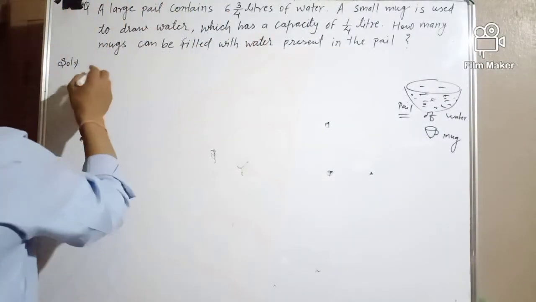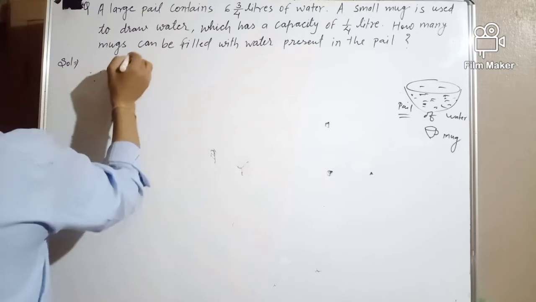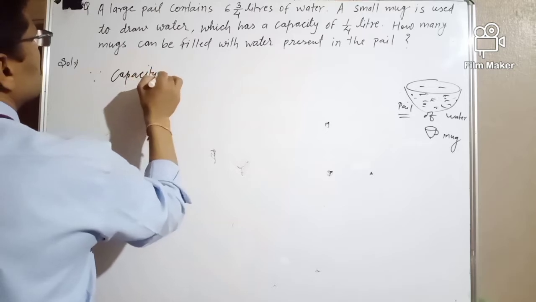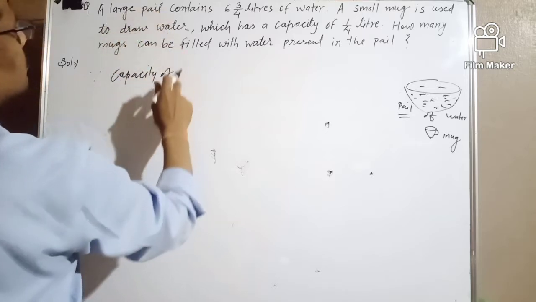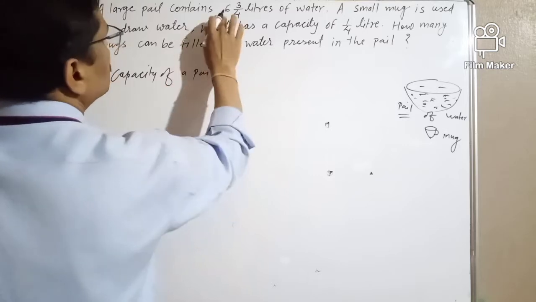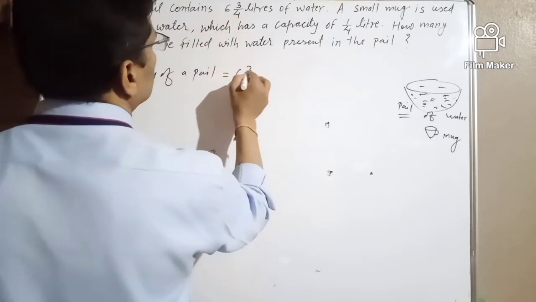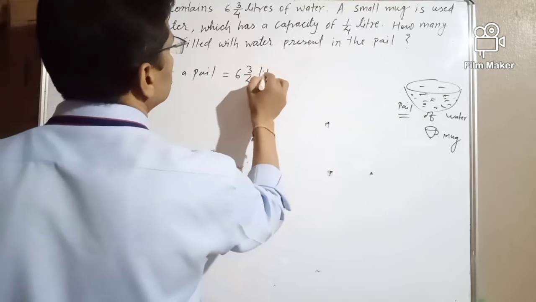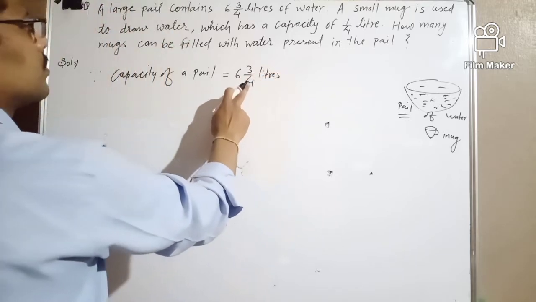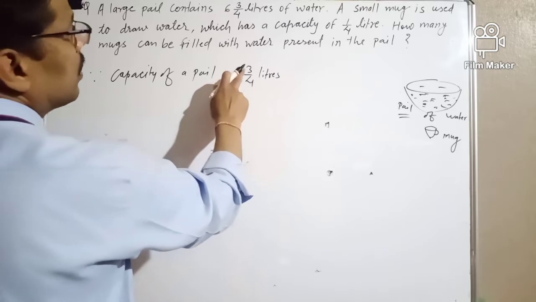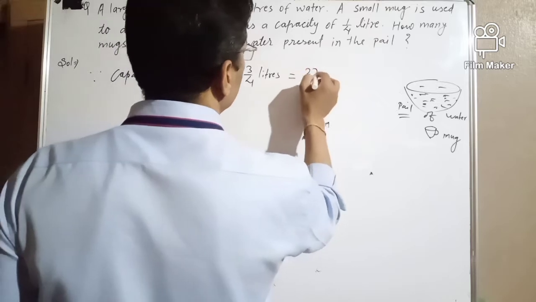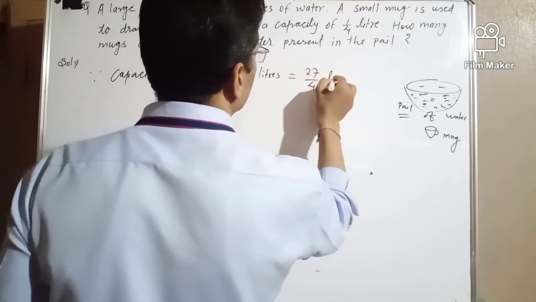So we can write here, since the capacity of a large pail is 6 whole 3 upon 4 liters. Now this fraction can be converted into an improper fraction: 4 sixes are 24, and 24 and 3 is 27. So we can write here 27 upon 4 liters.